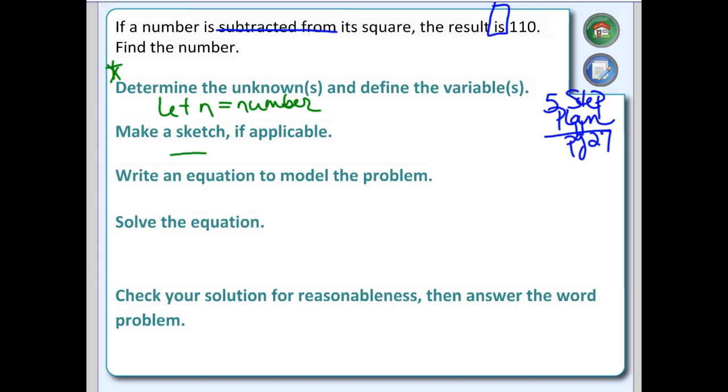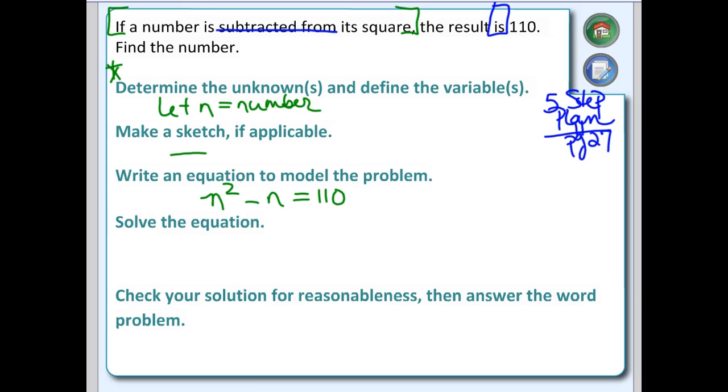So now we're down to write an equation to model the problem. So how would we write, if a number is subtracted from its square and n is my number? Well, we would say if a number n is subtracted from its square, well, we know we're going to have to subtract n. What are we going to subtract it from? It's squared. n squared minus n. The result is means equal 110. That was pretty easy.